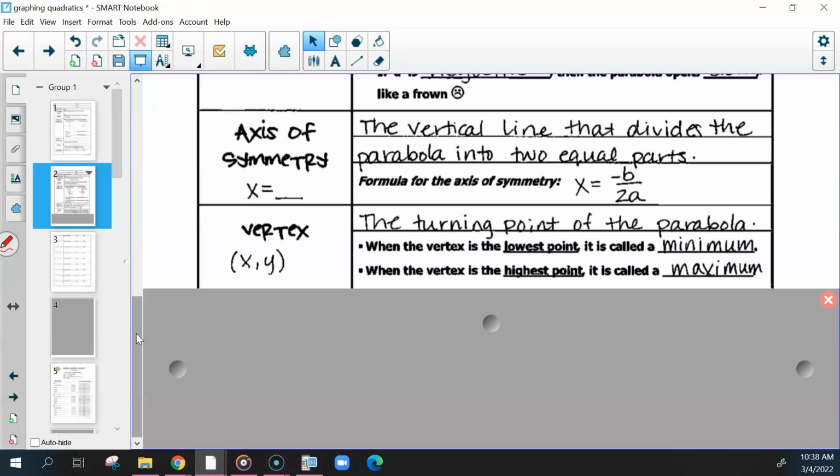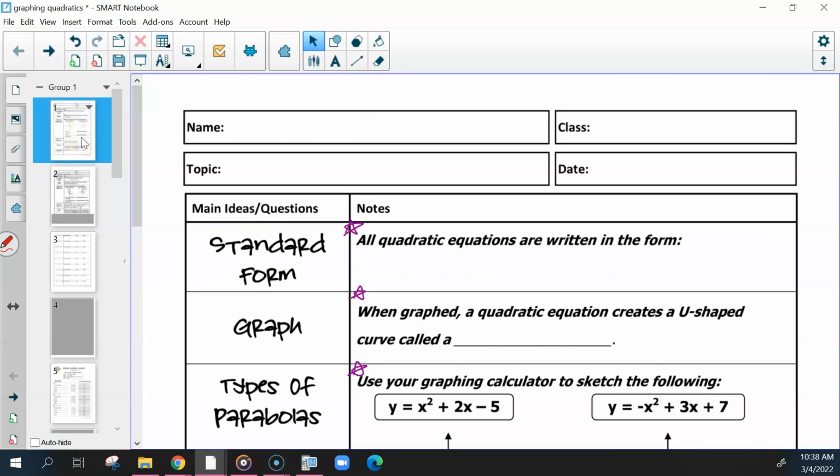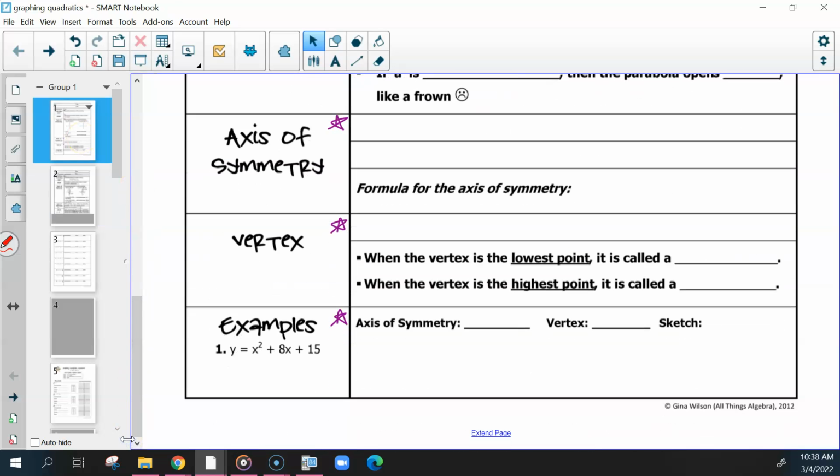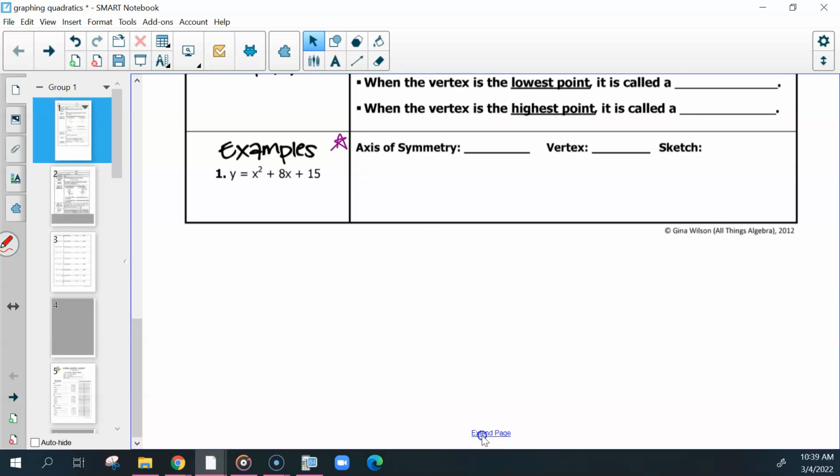Anyone still need this part? The topic, graphing quadratics. Alright, we're going to do this first example, and that's probably all the time. Go grab your calculator if you don't have it.